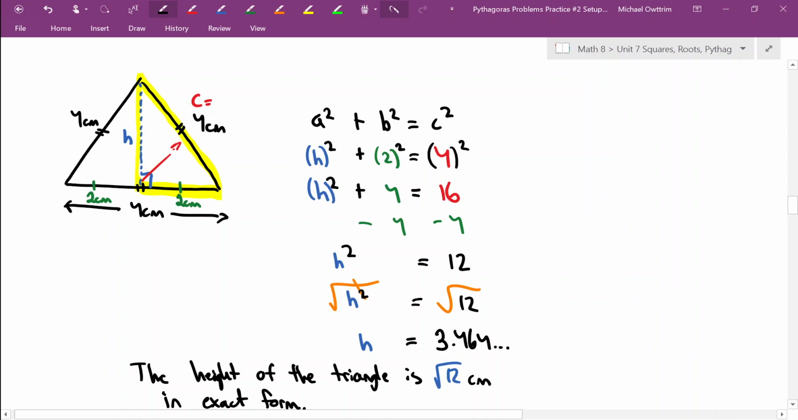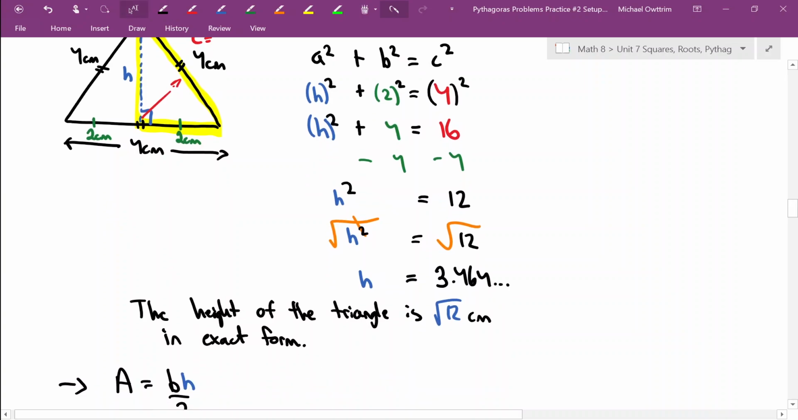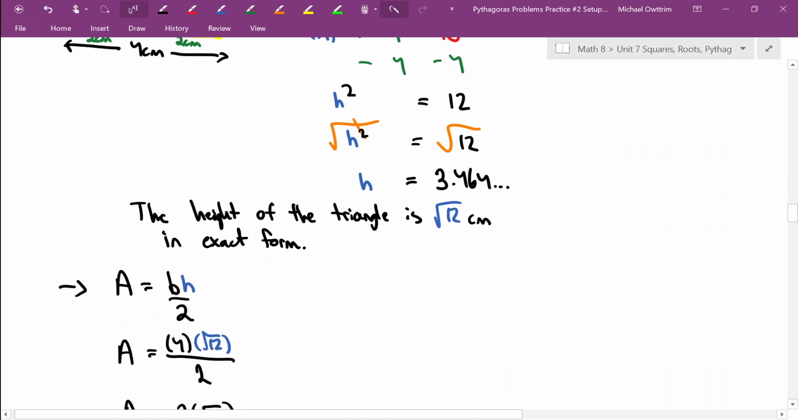So that gives us h squared plus 4 is equal to 16. Subtract 4 from both sides gives you h squared is 12. Square root both sides, and the height of this triangle is the square root of 12, which is approximately 3.4 centimeters. But since we are not answering for the height, we want to answer for the area.